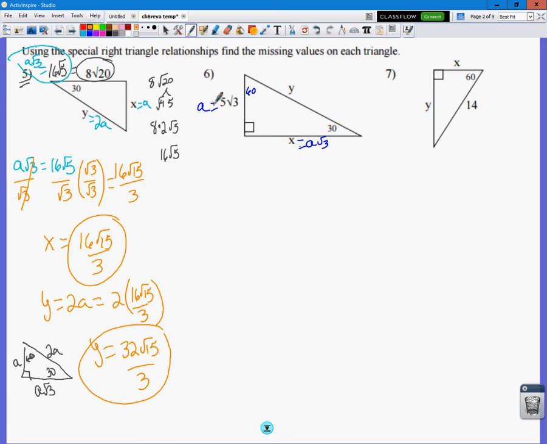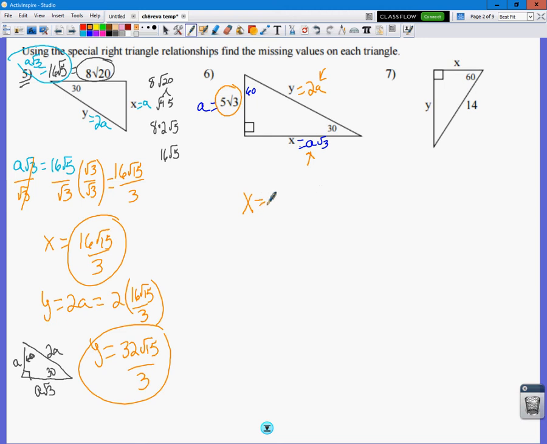Across from 30 goes A. Across from 60, A roots of 3. Across from 90, 2A. If A is equal to 5 square roots of 3, any place I see an A, it can be replaced with 5 square roots of 3.